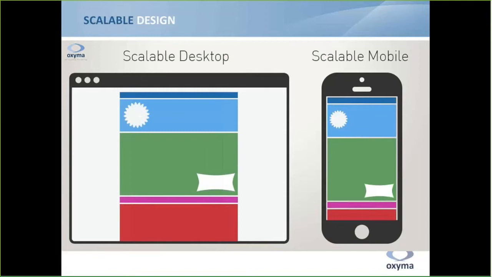Now, scalable desktop is created with all images, buttons, text larger in the desktop version, which means that whenever you open it on a mobile, everything is big enough to be able to interact with. The text is normally about 14 pixels, buttons all very large. It means that everything on a desktop can look quite large.